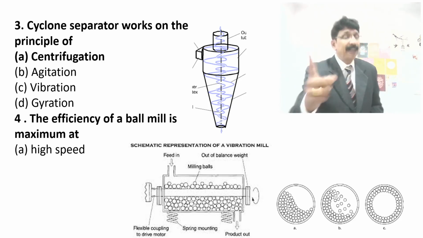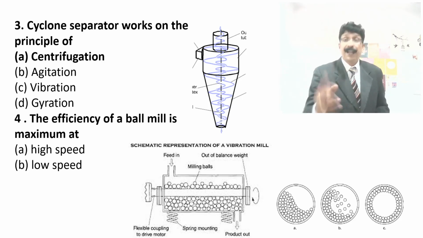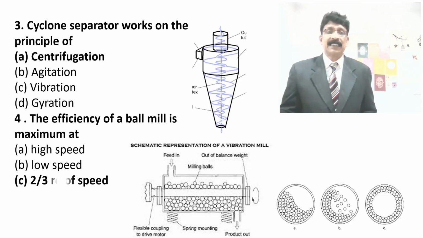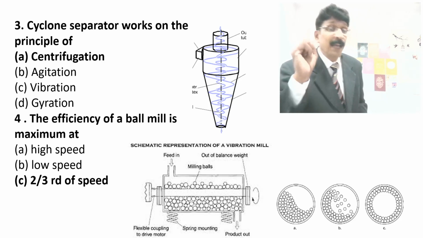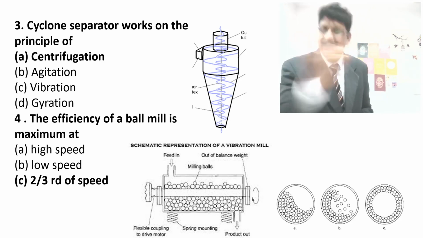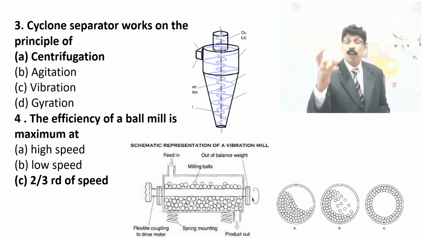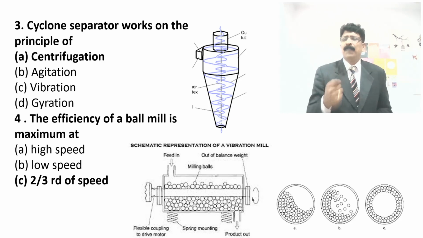High speed, you will not get the maximum efficiency. Low speed, the balls cannot lift up, they will stay at the bottom, no size reduction. But if you have 2/3 speed, the medium speed, the balls will be lifted and it will act on the main principles, impact and attrition, by the balls. There will be smaller balls and bigger balls in the ball mill, so that you will get a very good, amazing result in size reduction by this ball mill instrument.